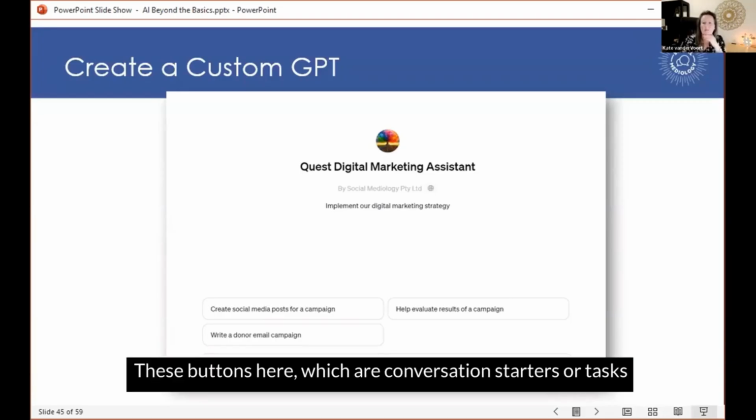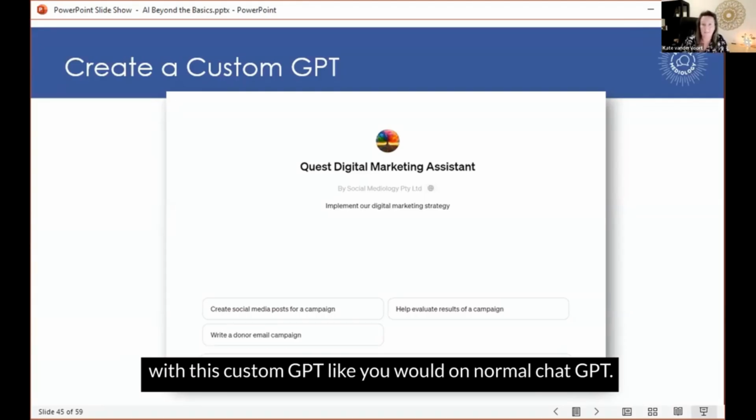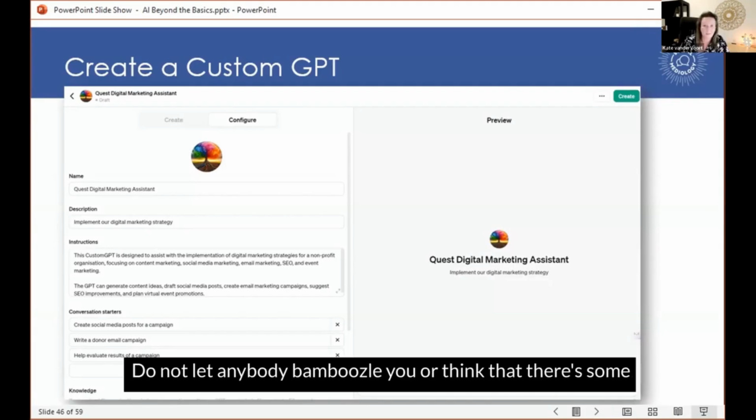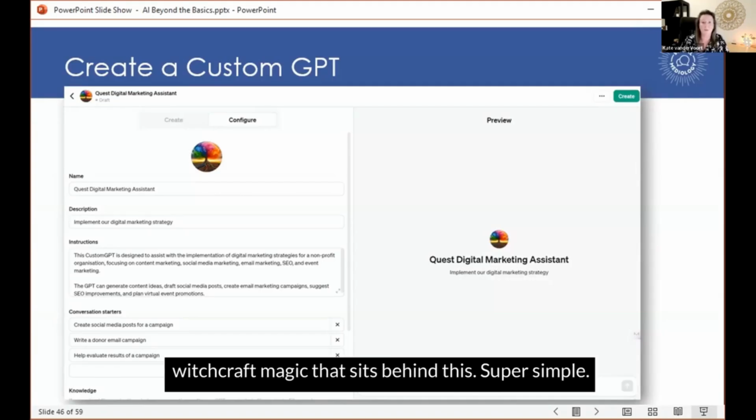These buttons here, which are conversation starters or task starters, you can customize those. And then you just converse with this custom GPT like you would on normal ChatGPT. So a couple of tips. This process of creating it, super simple. Do not let anybody bamboozle you or think that there's some witchcraft magic that sits behind this. Super simple.